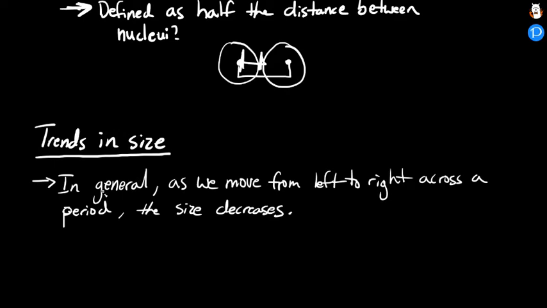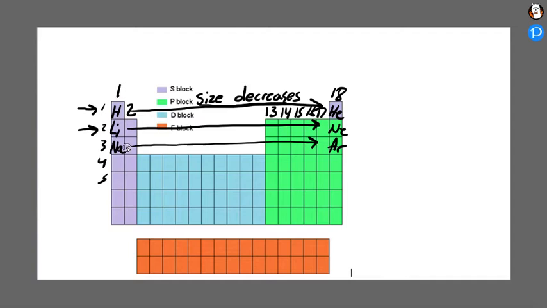Now, that's looking at a period. Let's think about what if I were to start at the top of a group? So instead of going across a period, if I were to start at, let's say, group 1 here, what do you think is going to happen to the size of these atoms as we move down a row? So we just said that as we move across, they decrease. What do you think is going to happen as I move down a row? And why do you think that's going to happen?